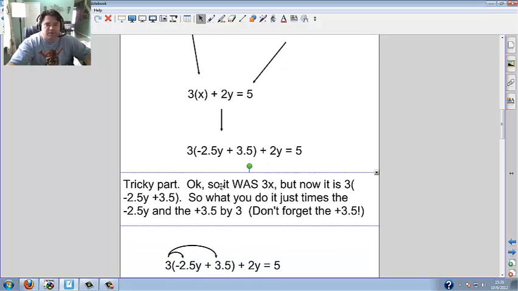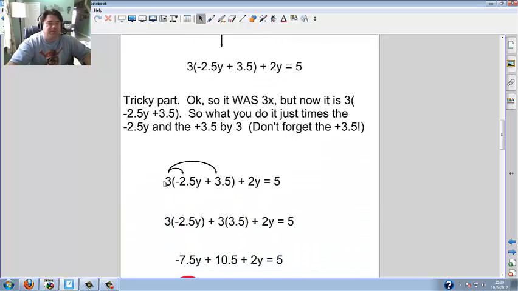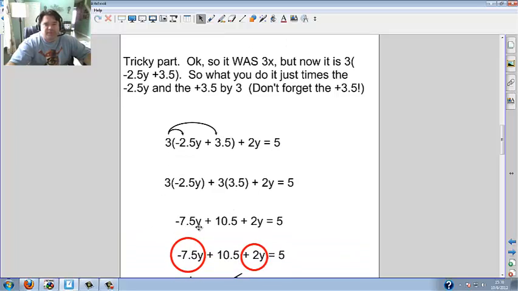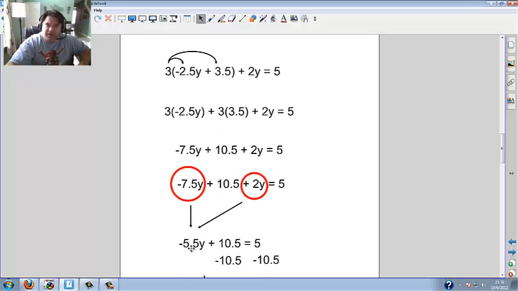So here's the tricky part. Okay, it was 3x, but now it's just 3 times all this junk. So what do you do? Just times the negative 2.5y and the 3.5 by 3. A lot of people will forget to times this by 3. They'll leave 3.5, they won't times it by 3. You gotta times it by 3. So times 3, but bam, negative 7.5y plus 10.5 plus 2y equals 5. Because these are both on the same side, we simply combine. So negative 7.5y plus 2y becomes negative 5.5y plus 10.5 equals 5.